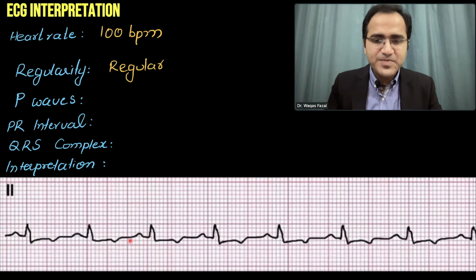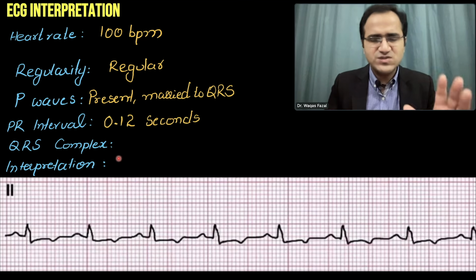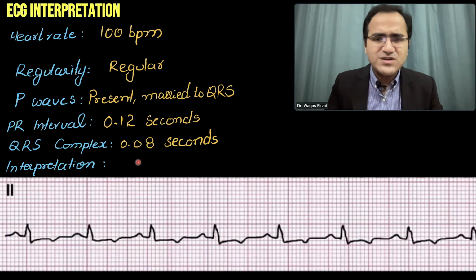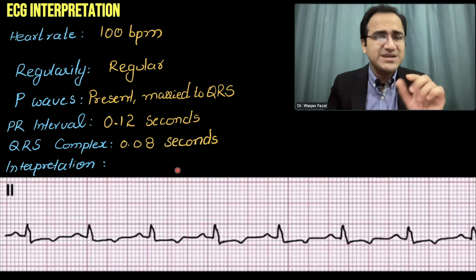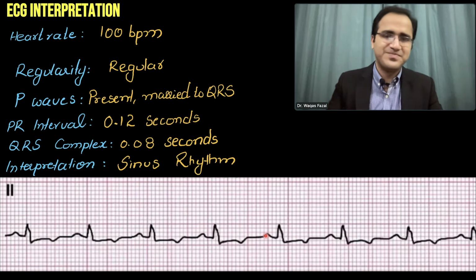P waves are round, upright and less than 0.10 seconds. So it is a normal P wave and it is followed by the QRS complex, married to the QRS complex. Coming to the PR interval, we have 1, 2, 3, almost 3.5, 0.12 seconds. It is a normal PR interval. 3 to 5 is a normal PR interval. Coming to the QRS complexes, the QRS complex has sharp angles and almost 2 small boxes in it. So it is 0.08 seconds. Less than 3 small boxes in a QRS complex is a narrow QRS complex. So the interpretation of this ECG is also a sinus rhythm.